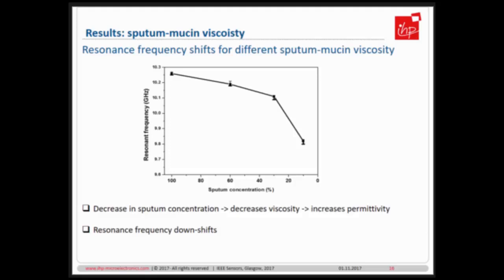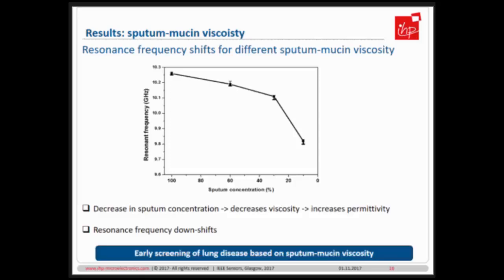And there's a sharp drop here, and that's because this is around 20% of sputum, and when you go to around 5% of sputum, which means you have a maximum of water there, there's a huge drop of resonant frequency of the sensor. So this could be ideally used for very early screening of lung diseases, using this kind of a viscosity sensor, provided we know the permittivities of both the contents of the mixture.